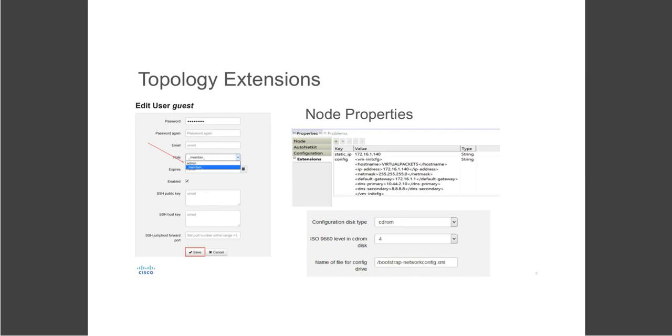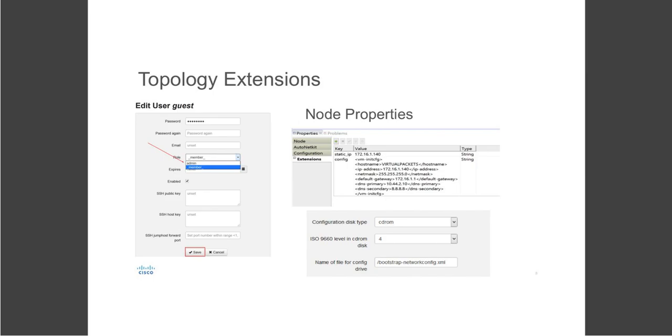And then under the node properties within the actual third-party or even Cisco IOS device, XR, whatever it may be, you can assign a static IP address. Here we're just using 172.16.1.140. So every time the device boots up, it's going to get this IP address. The config underneath it, this is where you inject the special configuration parameters.